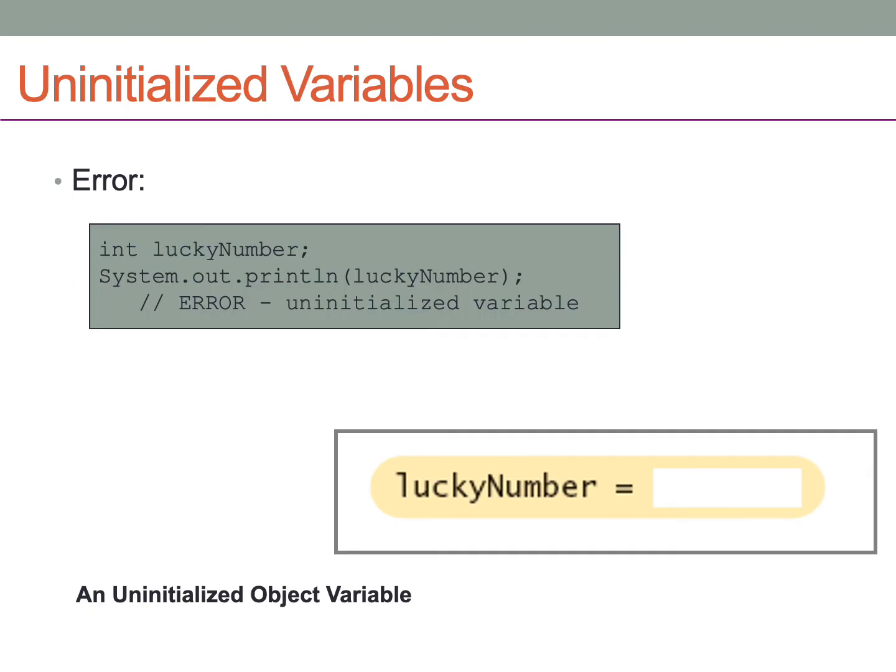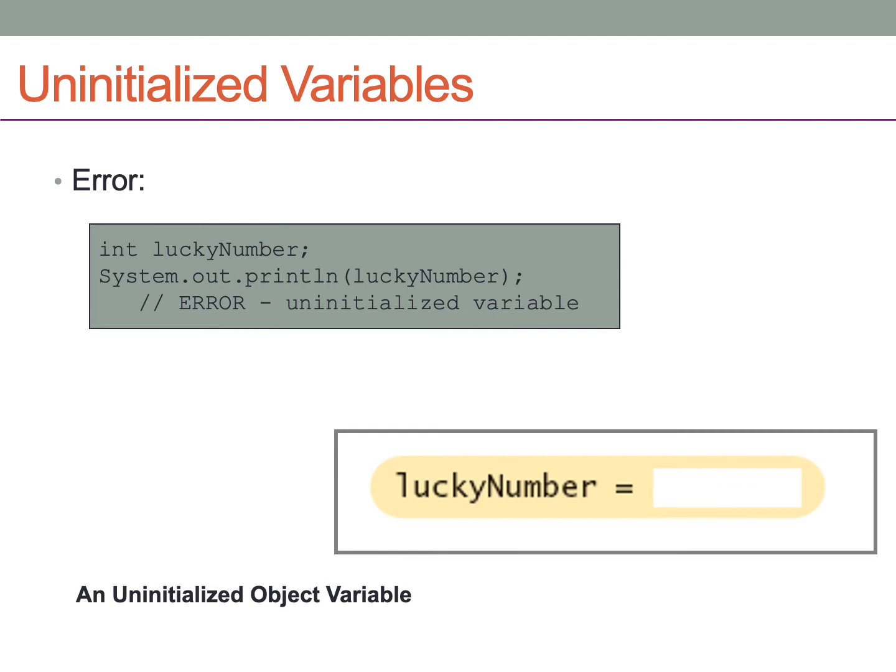Uninitialized variable. Say that we have int luckyNumber, meaning that we have declared a variable called luckyNumber with the data type int. When we compile this code, it will not be able to compile and we will have an error that says our luckyNumber variable has not been initialized. That happens when we try to print out the value of our luckyNumber.